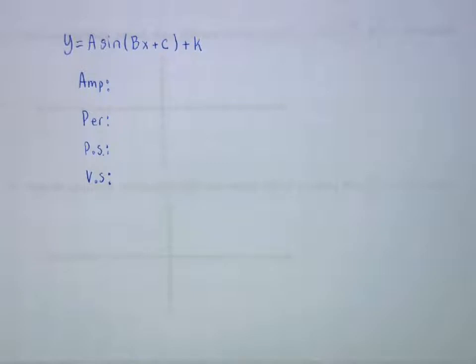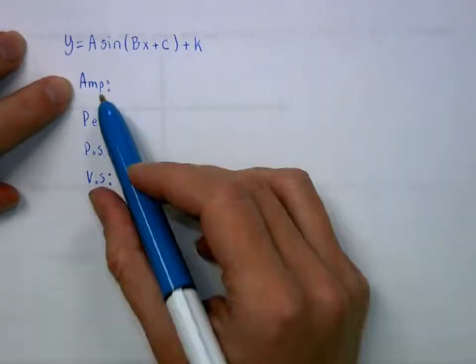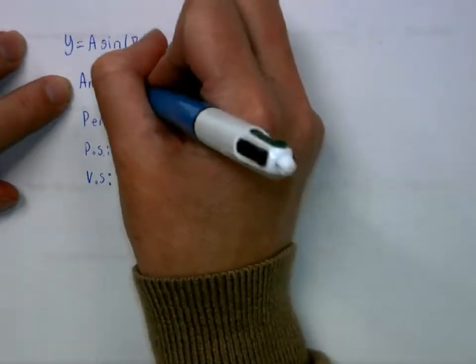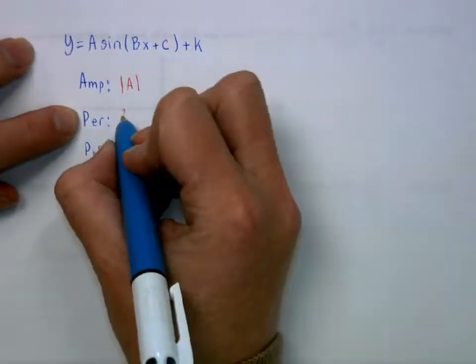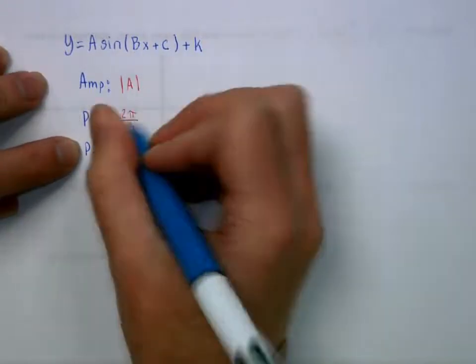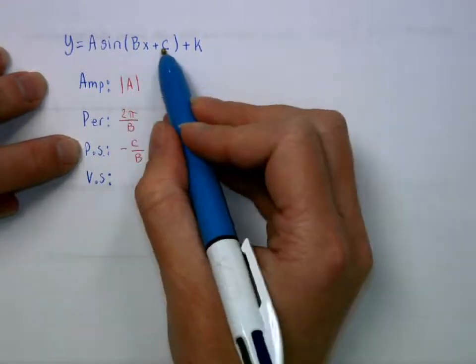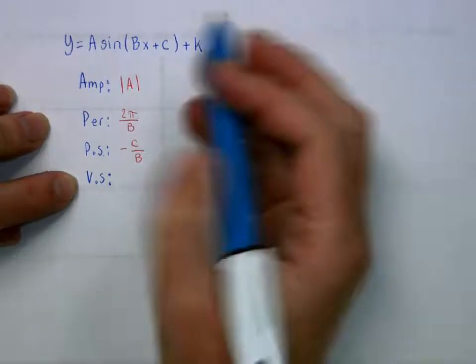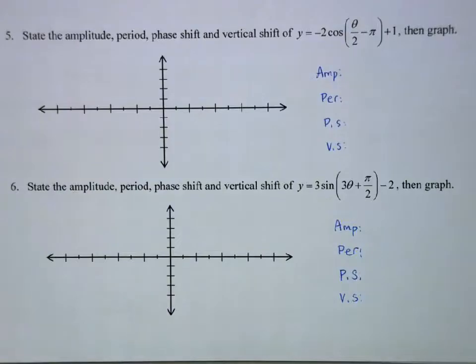For our calculations, this is our general formula, and this can be either sine or cosine. The amplitude is the absolute value of whatever A is. The period is 2 pi divided by B. Phase shift is negative C over B, so it's the opposite of this. And then our vertical shift will be K. So we can use that information to graph. We're going to find the amplitude, period, phase shift, and vertical shift, and then graph.